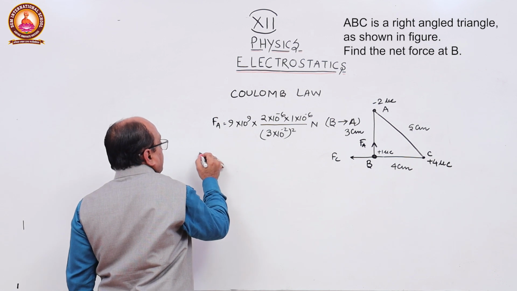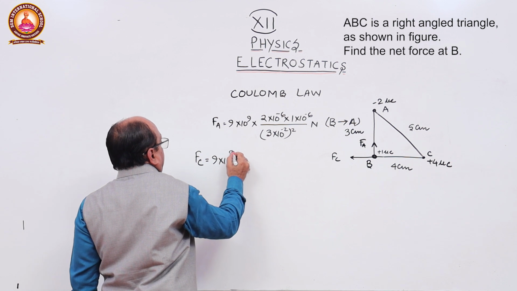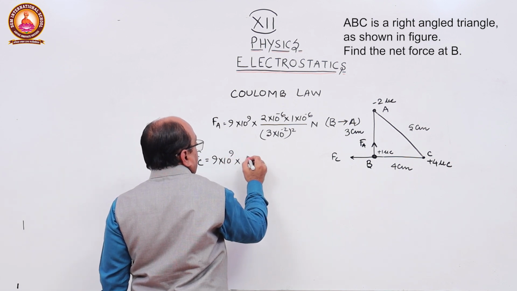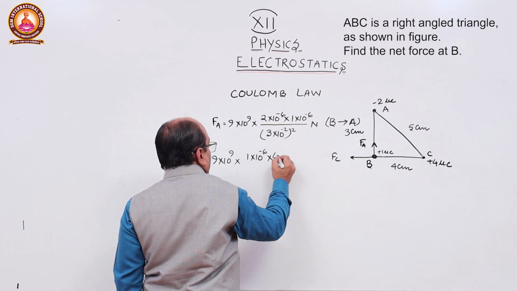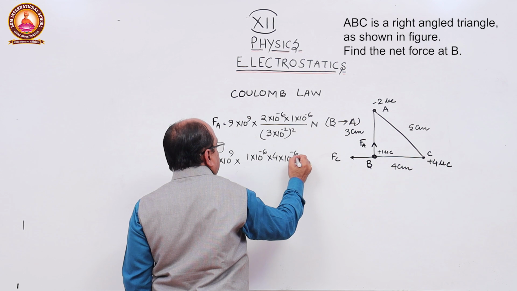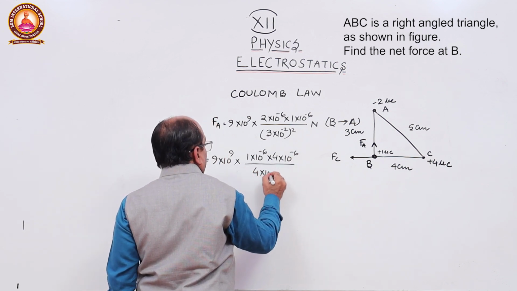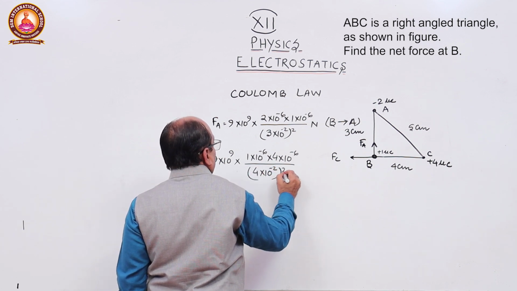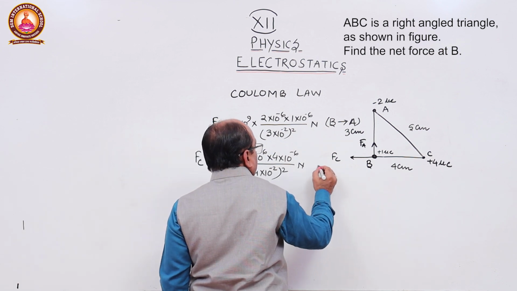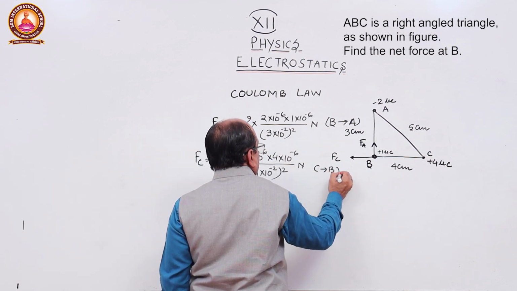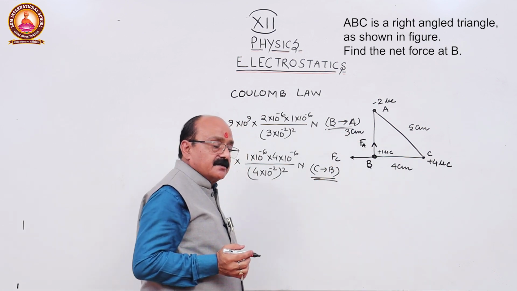This is FC: 9 into 10 to the power 9 into 1 into 10 to the power minus 6 into 4 into 10 to the power minus 6 divided by again 4 centimeter, 4 into 10 to the power minus 2 whole square Newton. Direction will be C to B. It is very important to mention these directions.